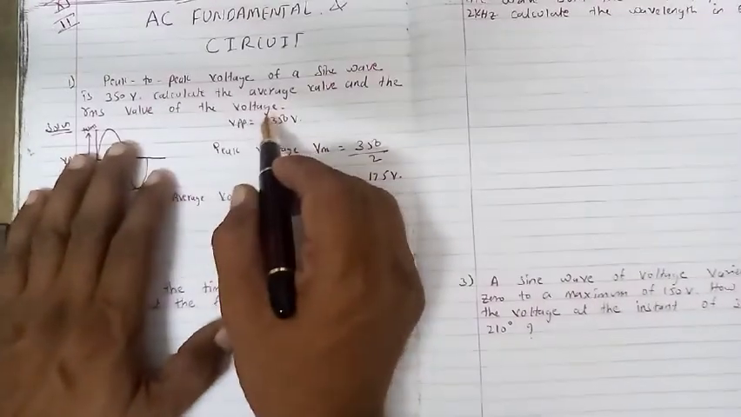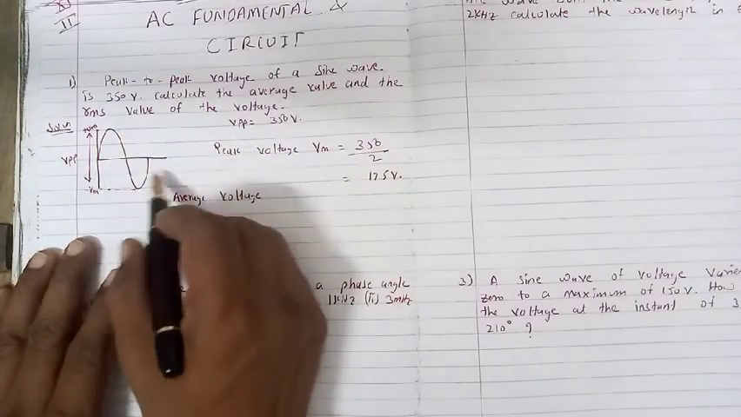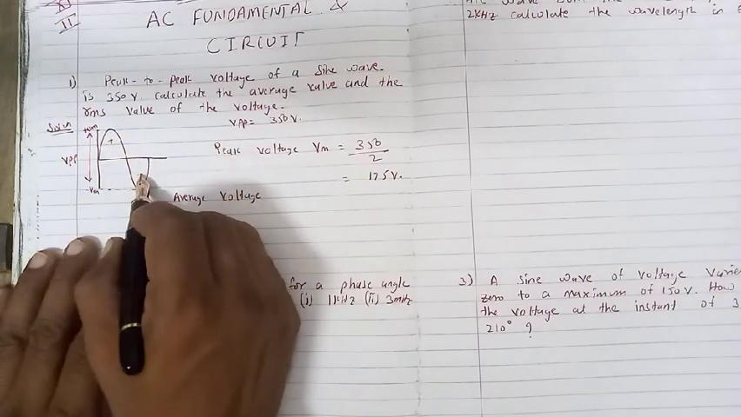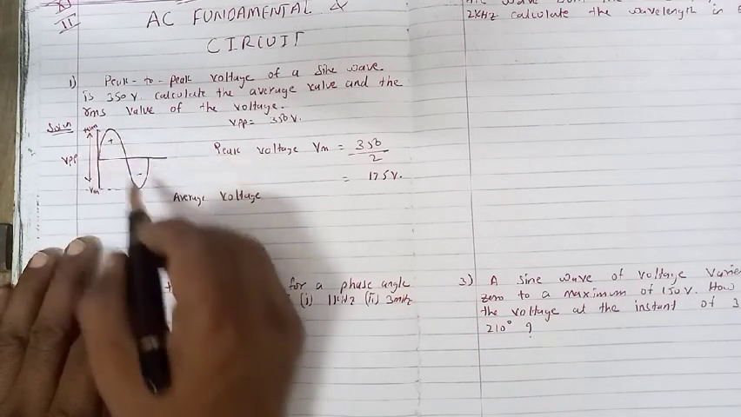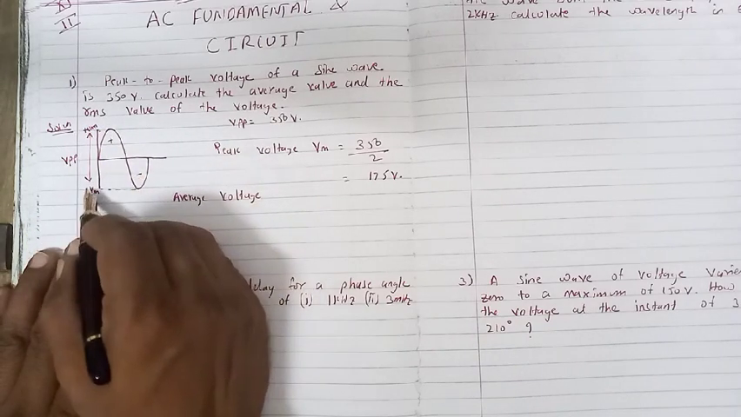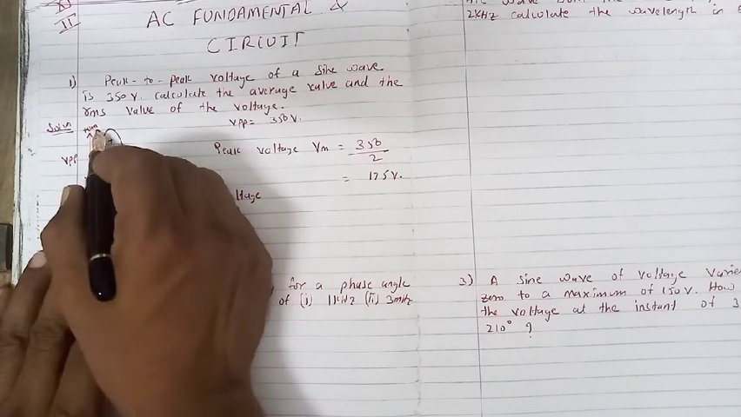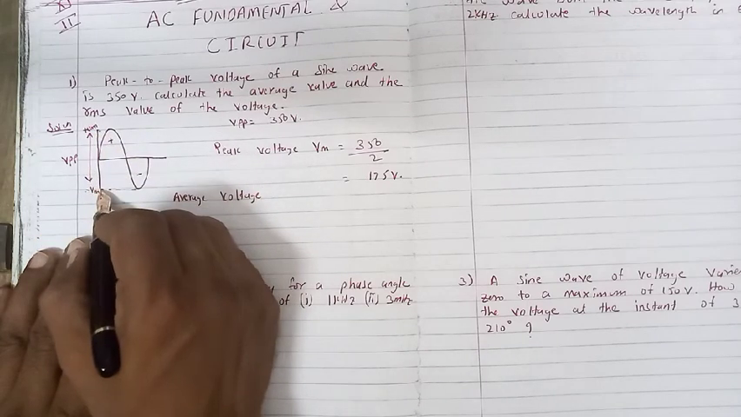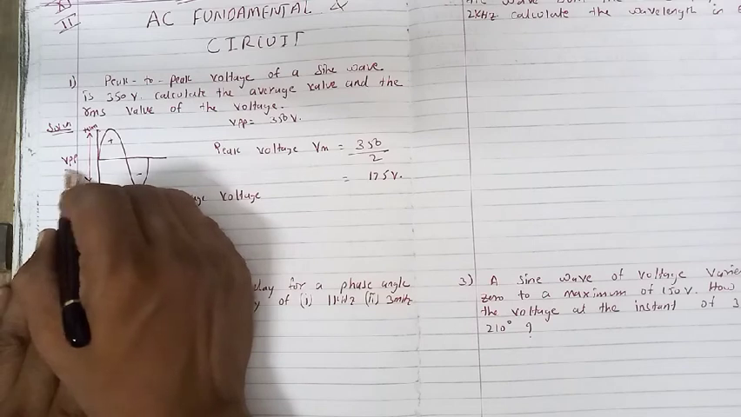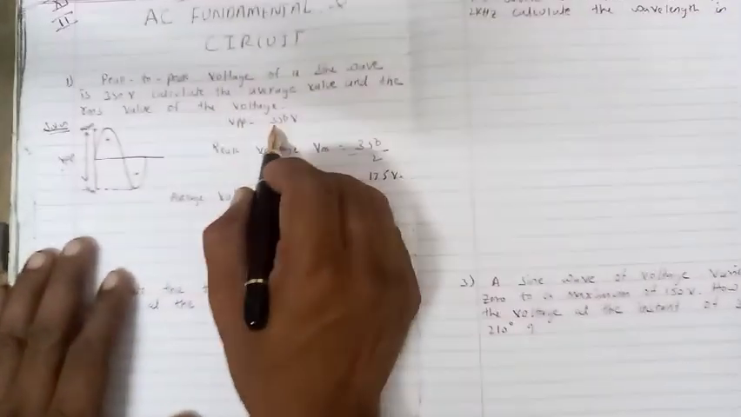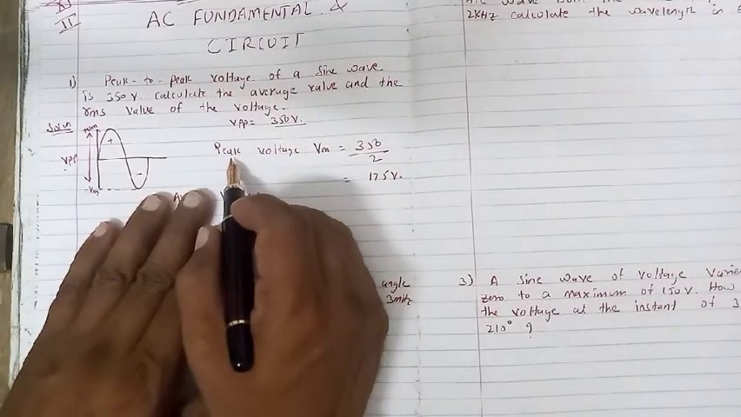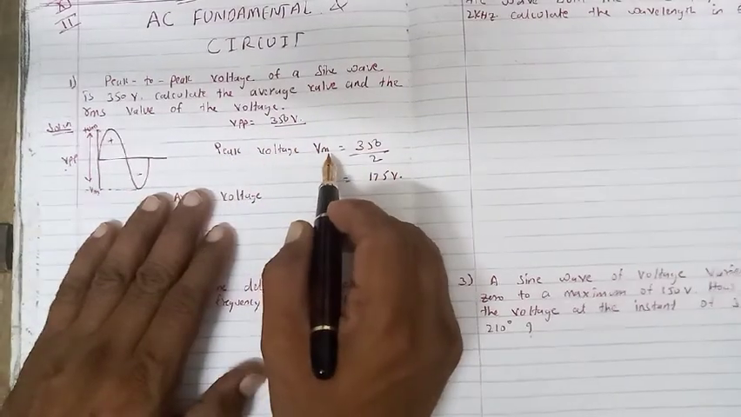Calculate the average value and the RMS value of the voltage. As you know, the wave consists of a positive value and a negative value. The positive value is indicated with plus Vm, and the negative value with minus Vm, and if we combine both of these, you get the value Vpp. This Vpp is given as 350 volt. Then what we have to do is find the peak voltage, that is Vm.